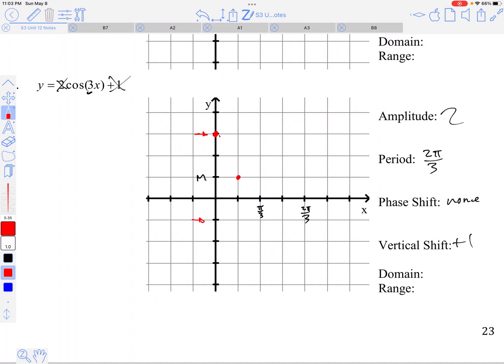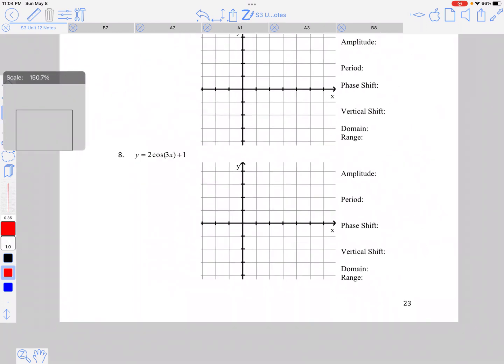Then I have to fit in 5 dots. So 1, 2, 3, 4, 5. So I just use those 5 points that I talked about earlier. So 1, 2, 3, back up to the midline, 4, and all the way up. Okay, so I took care of my amplitude, took care of my midline, and I sped it up. It's finishing way faster than 2 pi. So here is my graph.